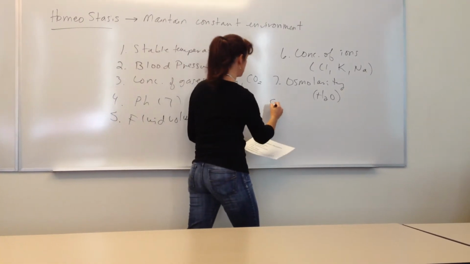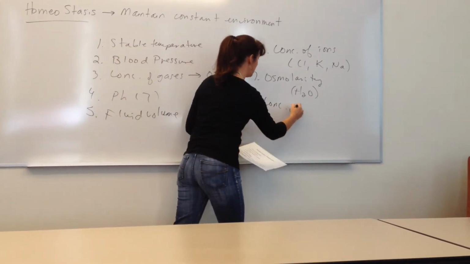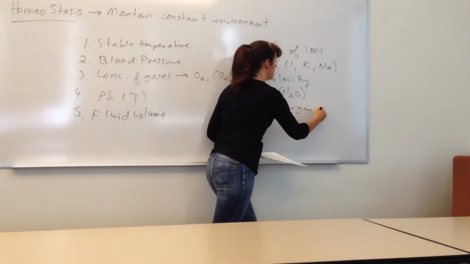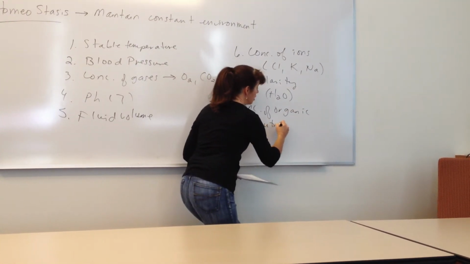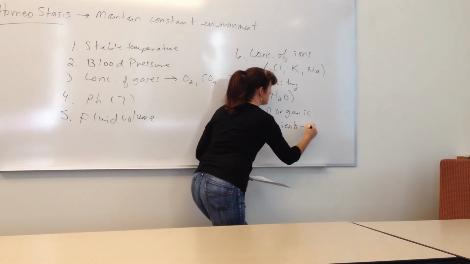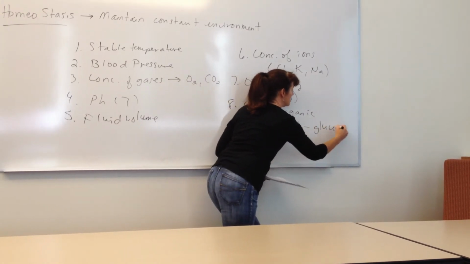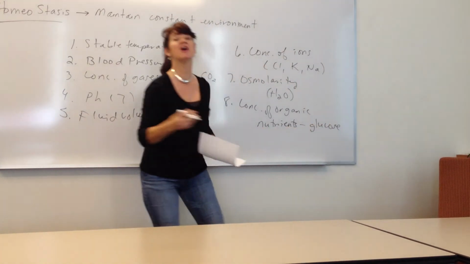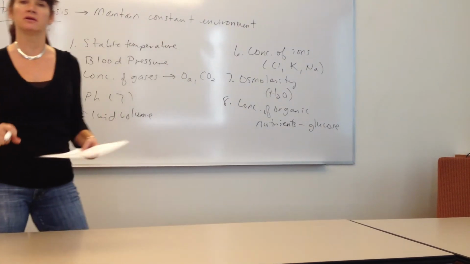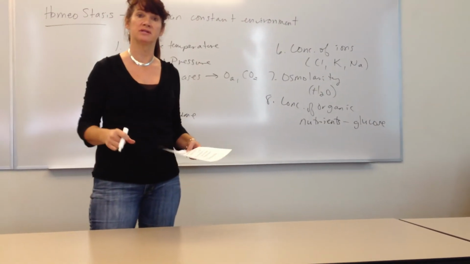And then the last one is concentration of organic nutrients. One of the ones that most comes to mind is glucose. If we don't have enough glucose, we're going to be hungry. And so your body's going to then go and try to increase that level.